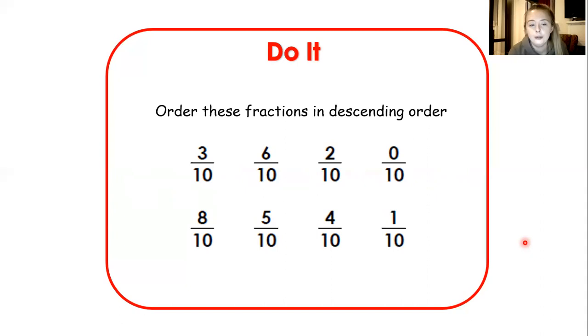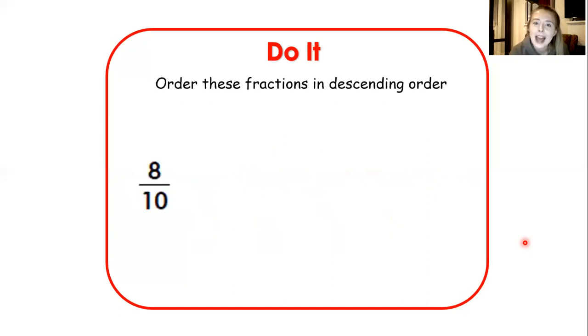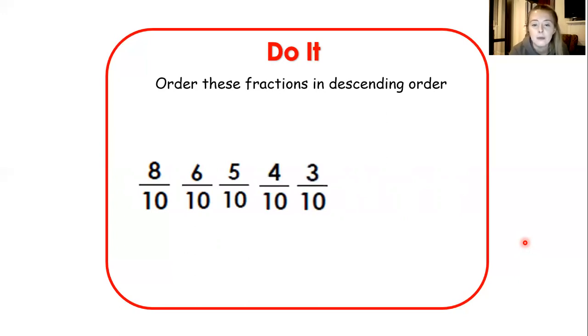Okay then, hopefully you started with the largest fraction. Which one was the largest fraction? It was 8/10, wasn't it? 8 was our largest numerator out of the ones we had on the screen. Then it was 6/10, 5/10, 4/10, 3/10, 2/10, 1/10, 0/10. Which fraction is missing from that sequence? Hopefully you spotted that 7/10 is missing from this sequence.